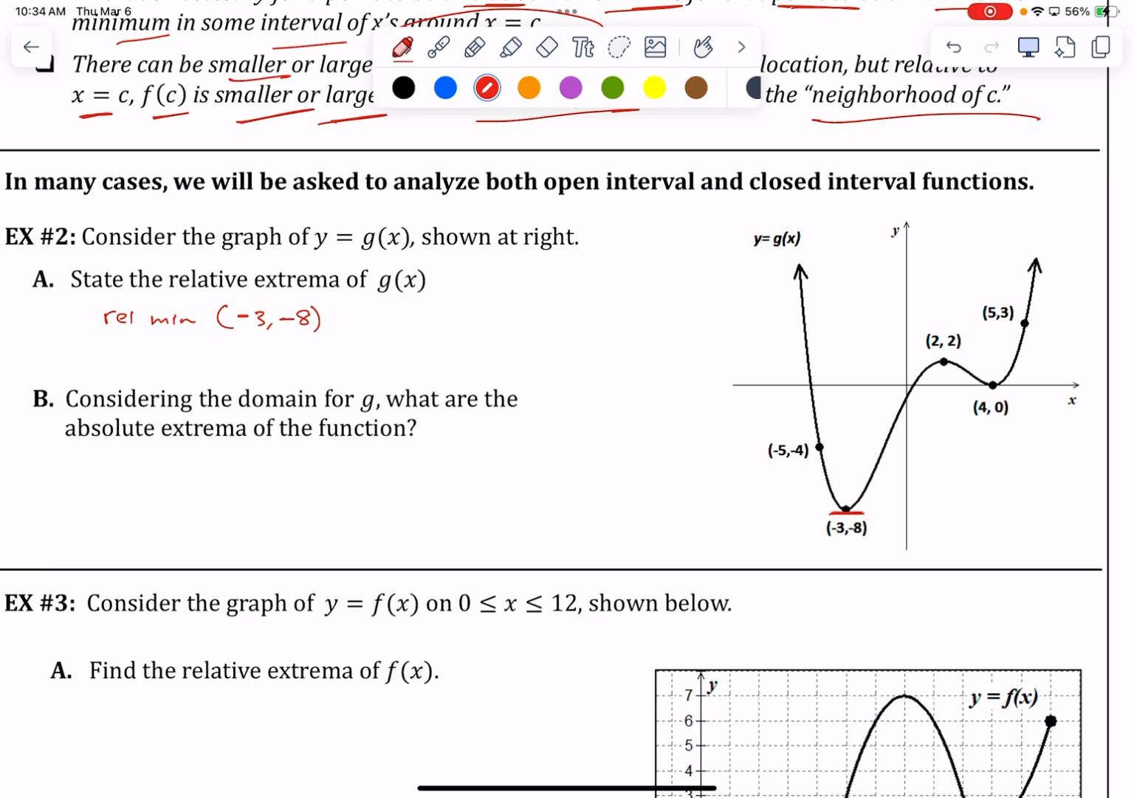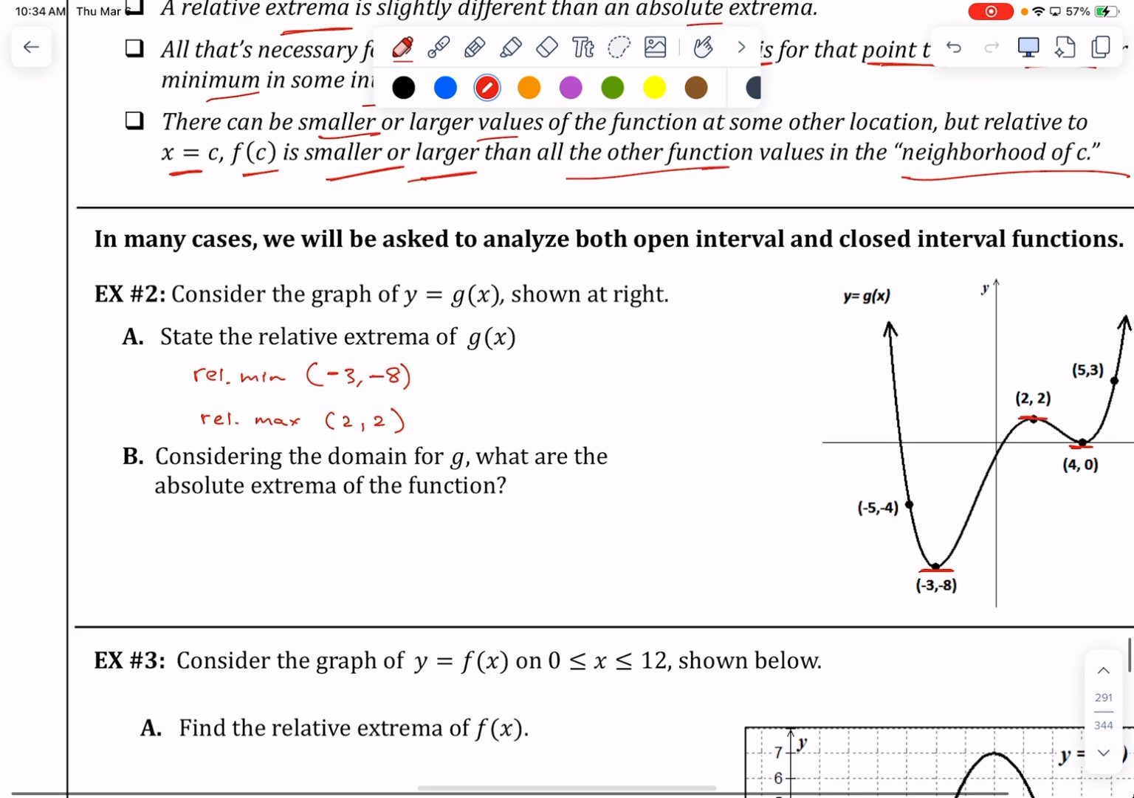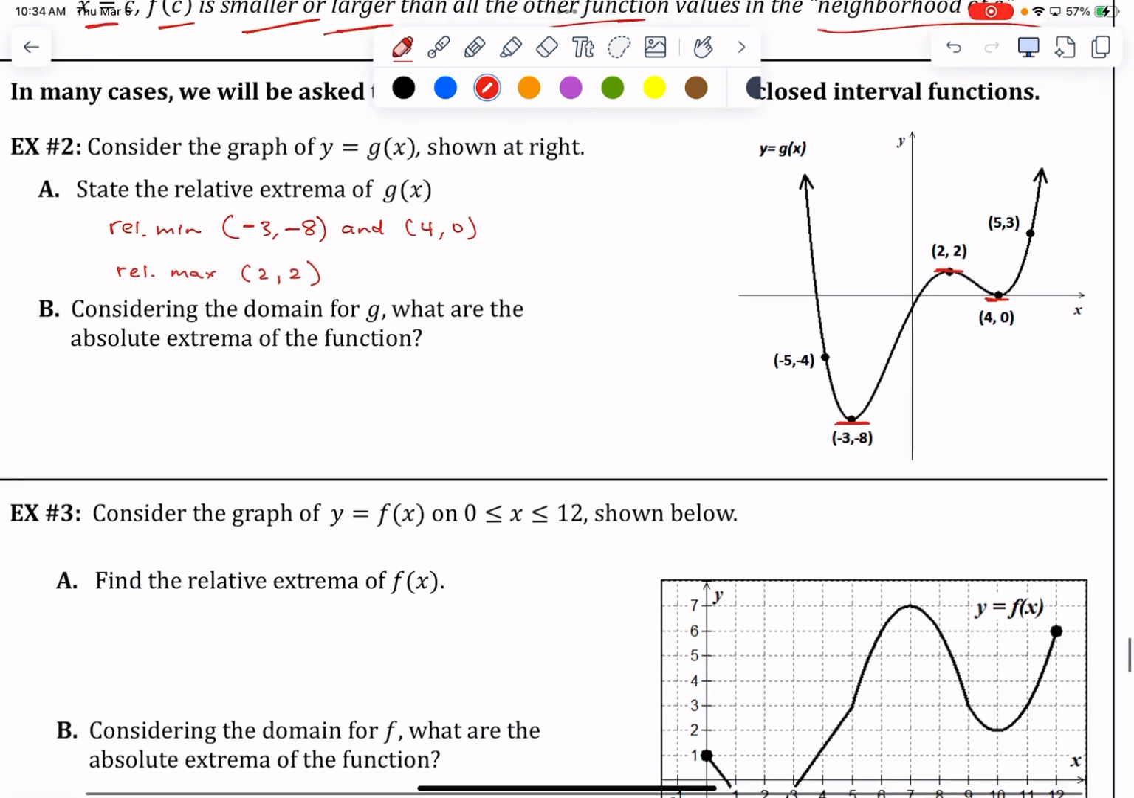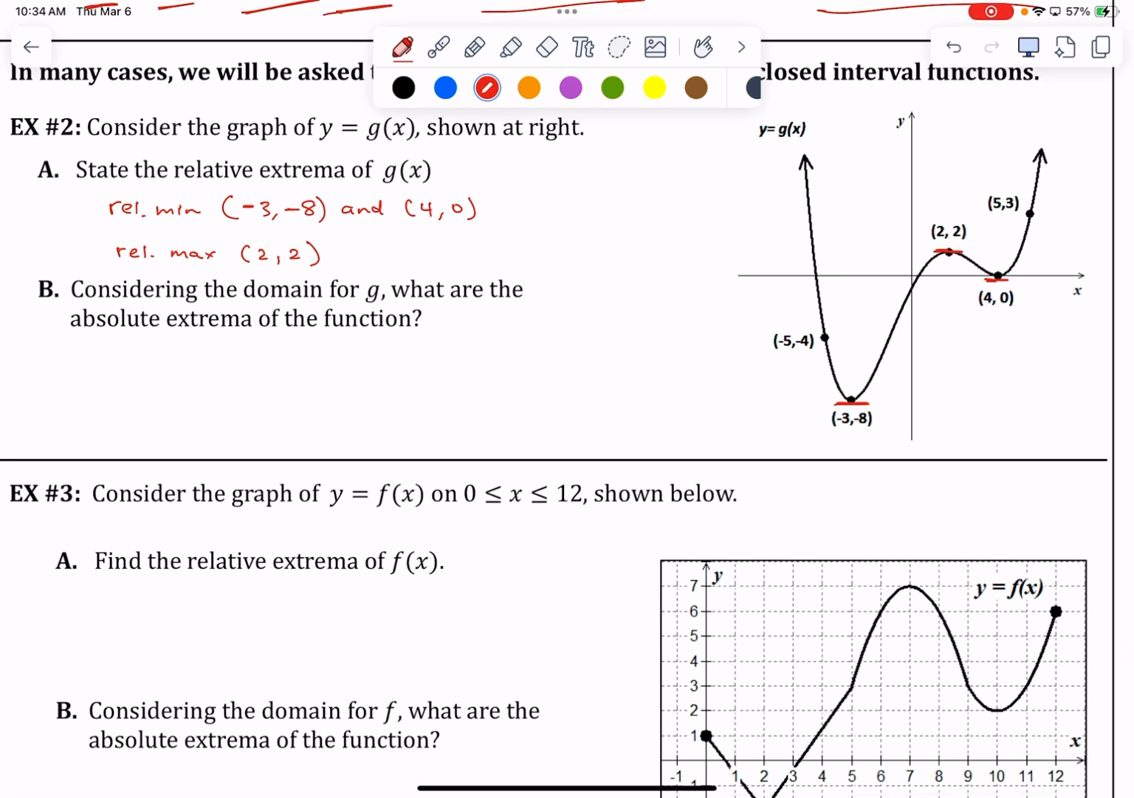What about the 0.22? You call that a relative max. What about the 0.40? You call that a relative min. So I'm going to put 4, 0. So how many relative mins are there? How many relative max are there?